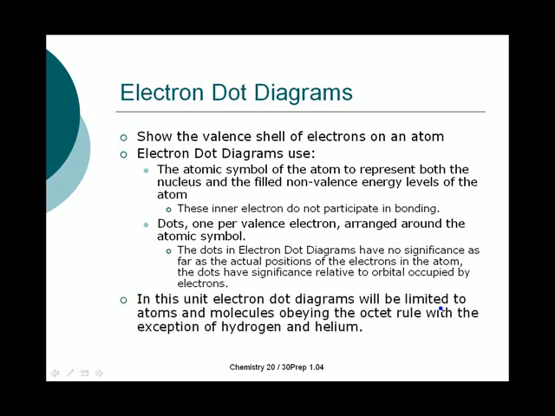And we're only going to really worry about atoms and molecules that obey the octet rule, with the exception of hydrogen and helium. So the octet rule states that atoms try to get 8 electrons in their valence shell. Hydrogen and helium only get 2 electrons in their valence energy level, because they only have that first energy level. So 2 electrons at the most for hydrogen and helium.